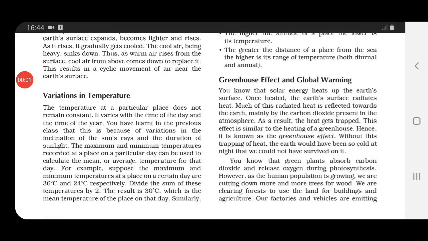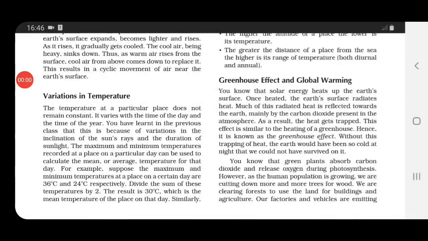The next topic of our discussion is variations in temperature. Variations means parivartan, or you can say transformation. Okay, now let us study this. Now children, the temperature at a particular place, एक particular जगह का जो temperature है, that does not remain constant. Constant means स्थिर, stable. It keeps on changing. Okay, it keeps on variating with the time of the day and the time of the year.